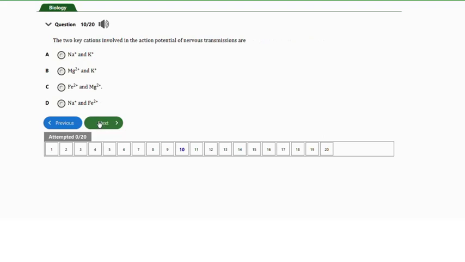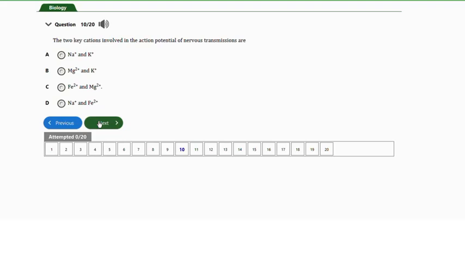So guys, let's look at the next question, and that's question number 10. It says, the two key cations involved in the action potential of nervous transmission are A. Sodium and potassium, B. Magnesium and potassium, C. Iron and magnesium, D. Sodium and iron. So guys, the answer to this question is sodium and potassium. So sodium and potassium are the two key cations that are involved in the action potential of the nervous transmission.